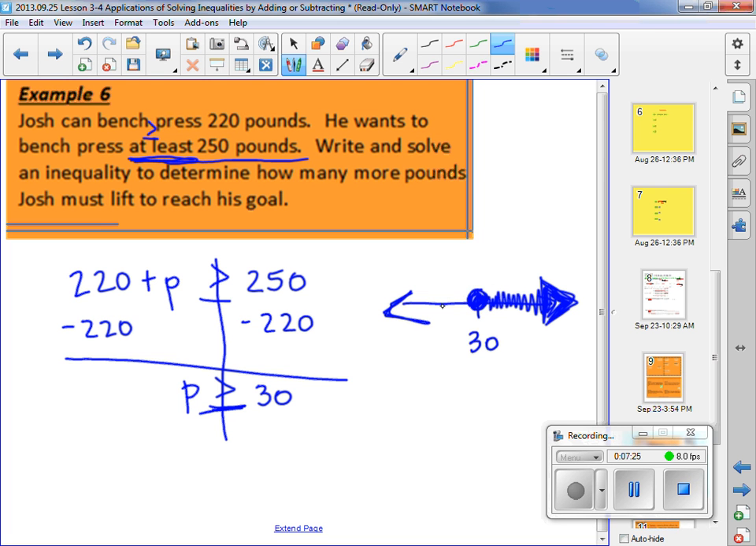If the arrow had been pointing this way, then I would have had to stop at 0 because I can't have negative weight. Yes, you would put a 0 with a closed circle above it.